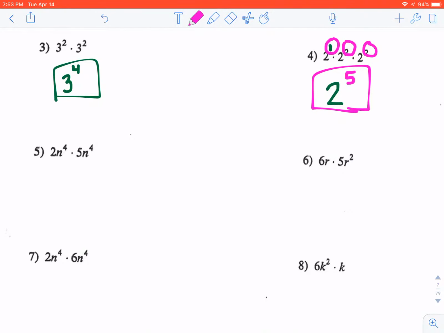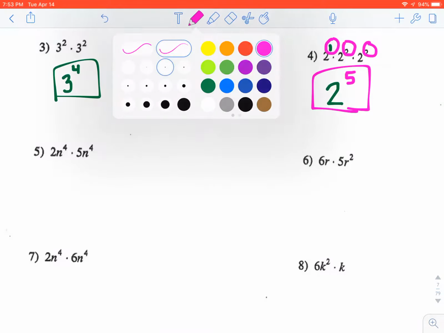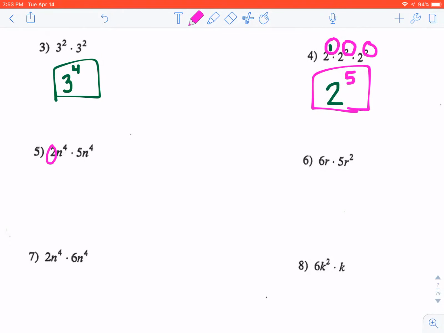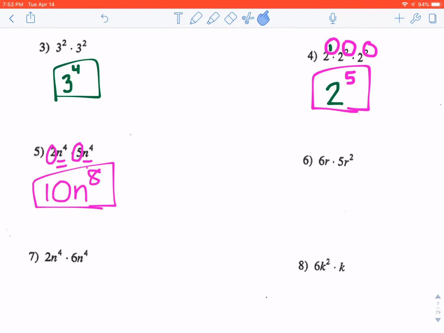Number 5, there is now a coefficient in front. So remember, if the bases are different, you multiply those. 2 times 5 is 10. Now take your bases. n to the 4th times n to the 4th. Rewrite your base of n. Add your exponents. So 10n to the 8th.